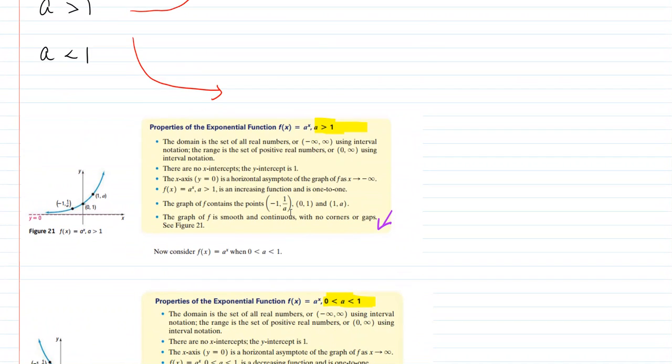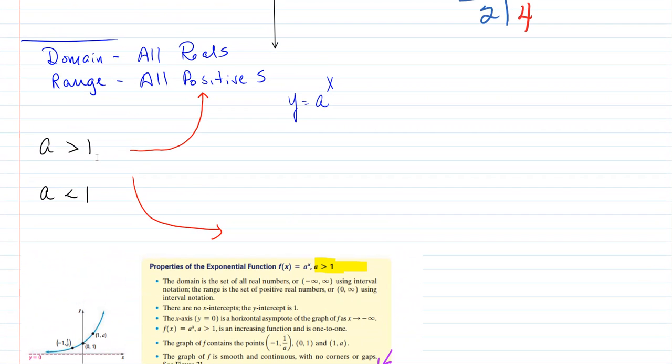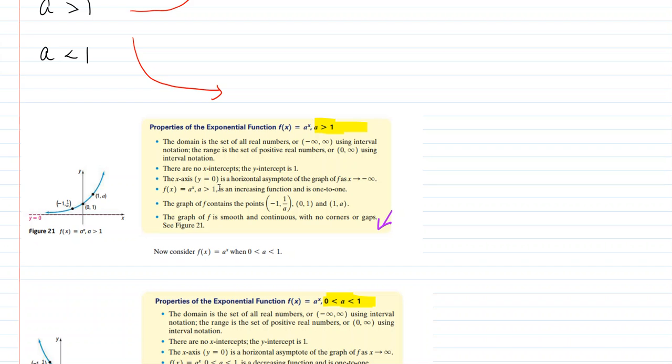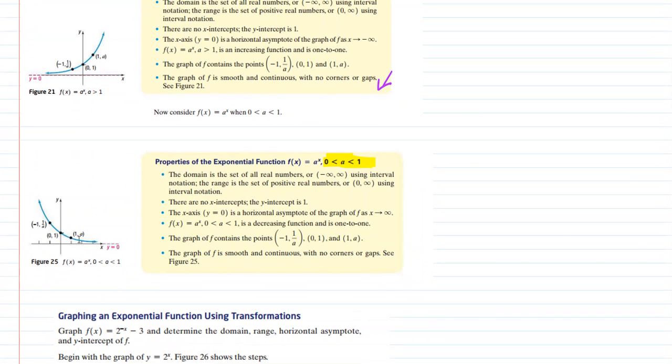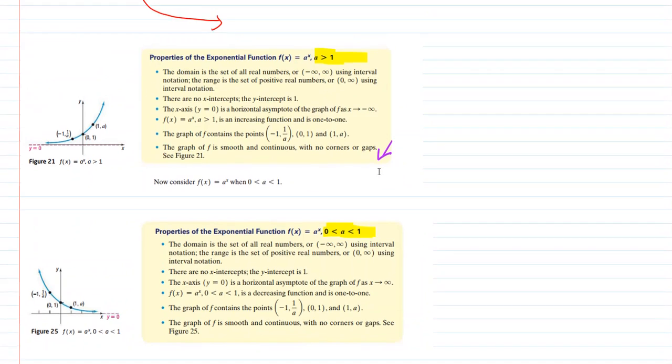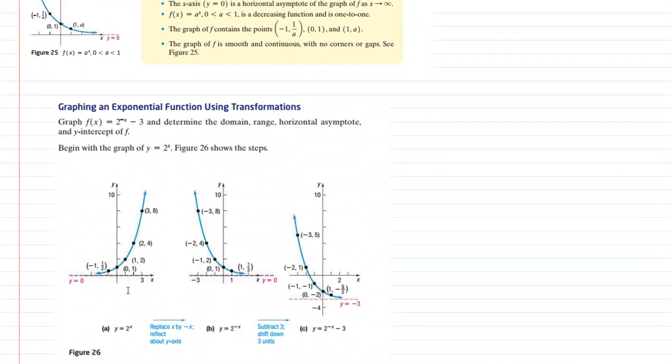Okay? And so if a is greater than 1, you have this. If a is less than 1, down here, it looks like this. So there are some differences. This is where a is bigger than 1. This is where a is less than 1, a fraction between 0 and 1. This is a growth. This is a decay. Okay? All right.